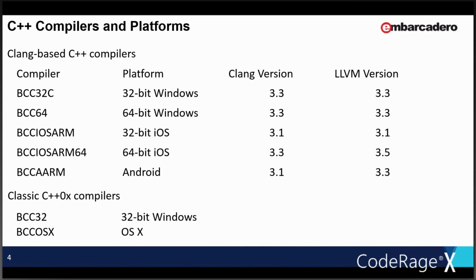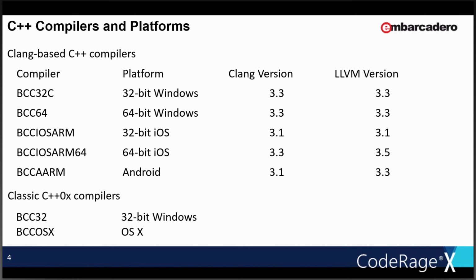So 3.3 is the base version that we're targeting, and the two Windows compilers are on 3.3. iOS, we stayed on 3.1. It was just a matter of time. We never had the time to move forward. And iOS 64, we were already on 3.3. And then Android, the same thing.